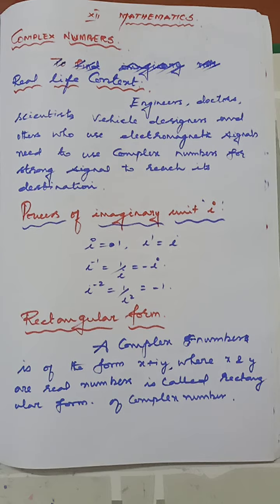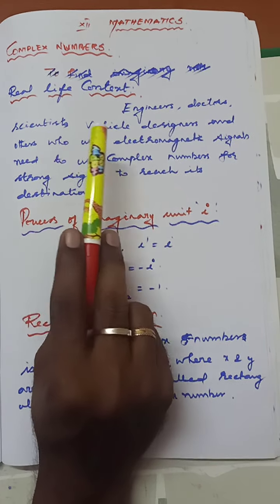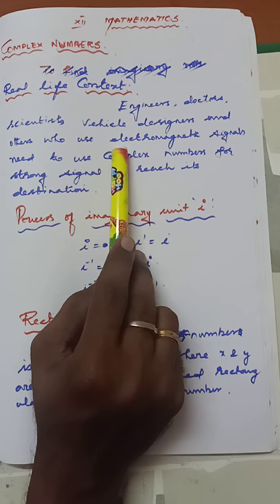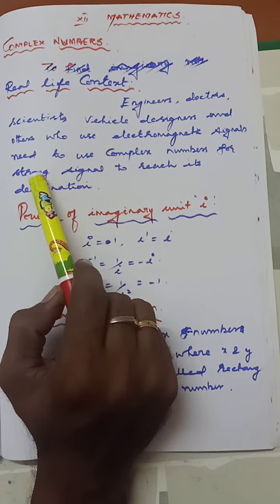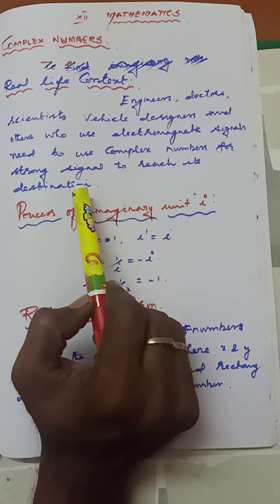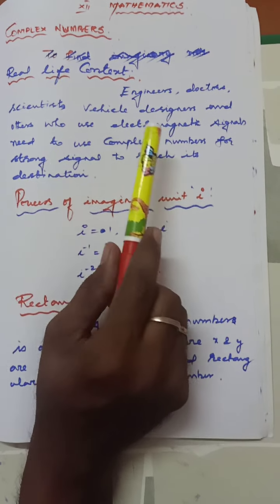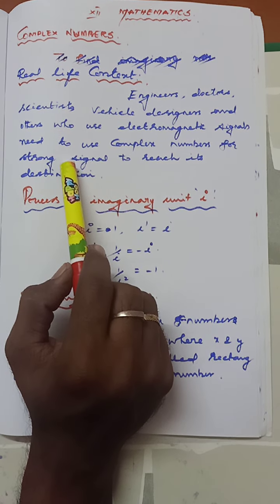The application of complex numbers in real-life context: engineers, doctors, scientists, vehicle designers and others who use electromagnetic signals need to use complex numbers for a strong signal to reach its destination. So it plays a very vital role in these places. That is the best application of our complex numbers.